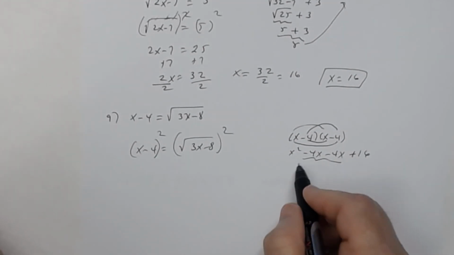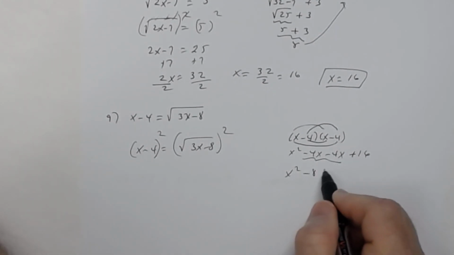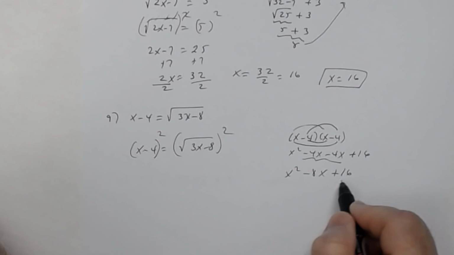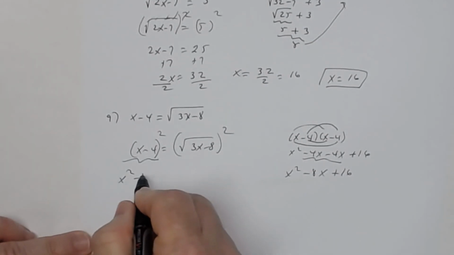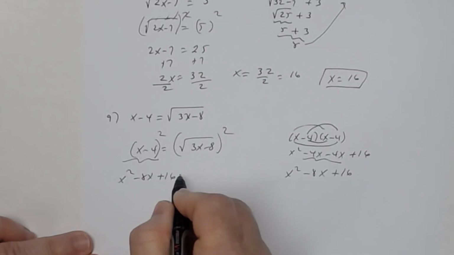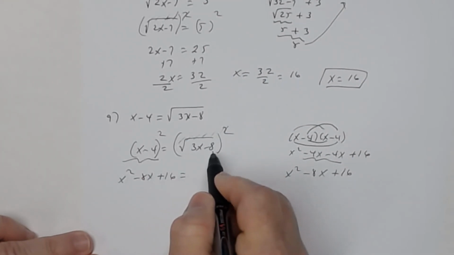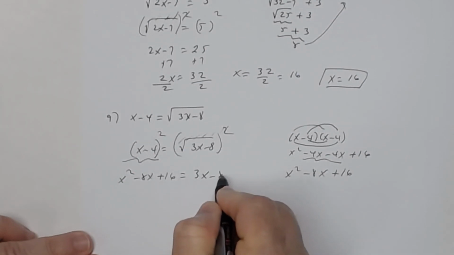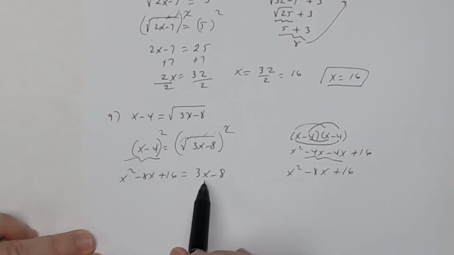Combining like terms, I get x squared. A negative 4x and a negative 4x is a negative 8x, and then plus 16. So that's going to go here. So that'll be x squared minus 8x plus 16 equal, and on this side, the square and the square root undo each other, so you get 3x minus 8. Notice I went from a square root equation to a quadratic equation.